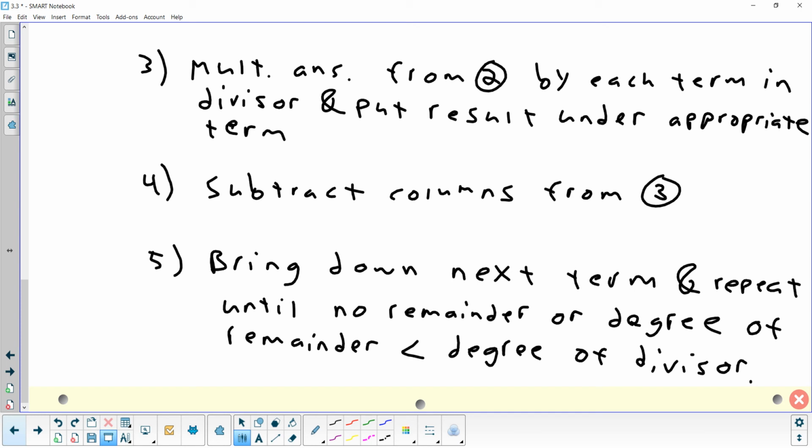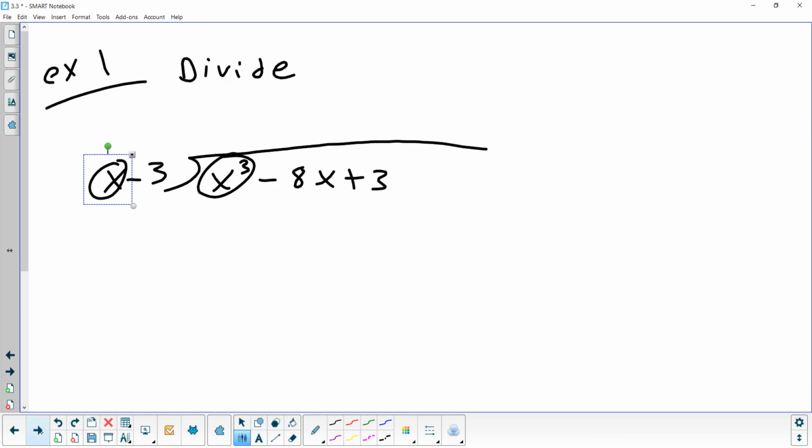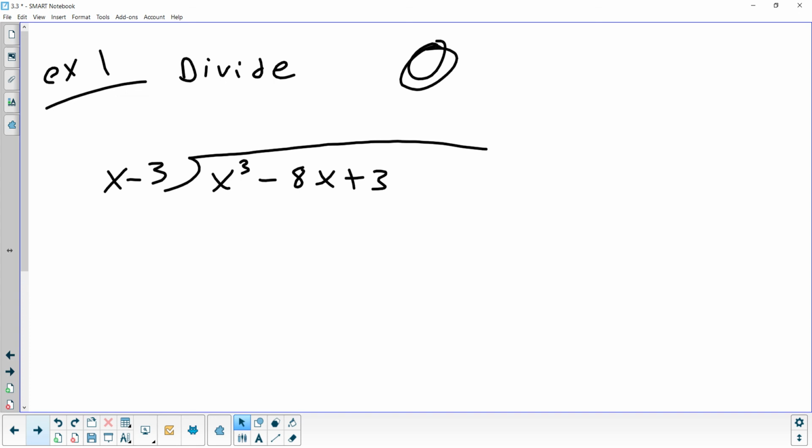So we'll try maybe 2 examples of this, and then look at a few other things. Okay, so let's get this one set up so that we're ready to do the process. What's the first thing I have to do here just to set it up? I'm missing something.